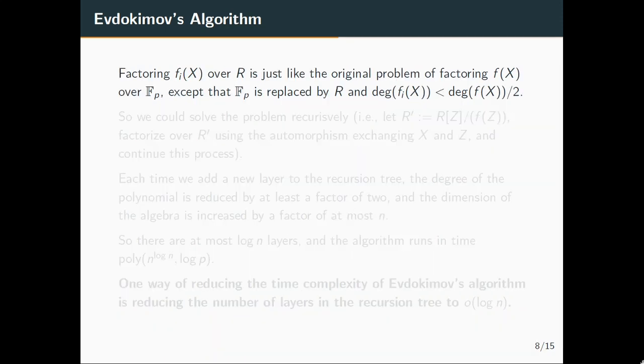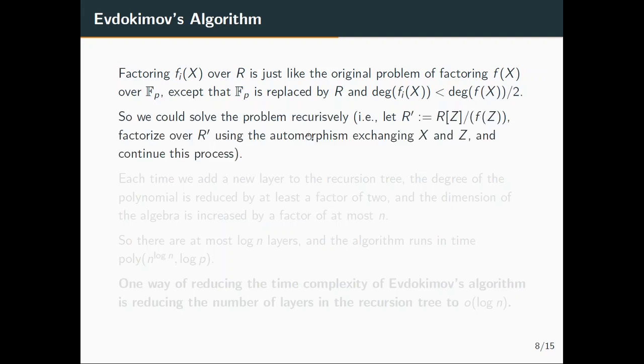The next observation is that the problem of factoring f1(x) over R is just like the original problem of factoring f(x) over F_p, except that F_p is replaced by R and f(x) is replaced by the new polynomial f1(x), and the degree of f1(x) is less than half of the degree of f(x). This means we could solve the problem recursively. That is, we introduce a new variable z and define a ring R prime, and then we factorize f1(x) over R prime using the automorphism exchanging the variables x and z, and so on. We continue this process.